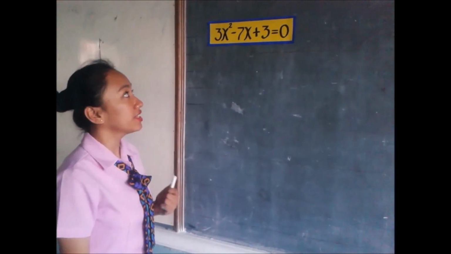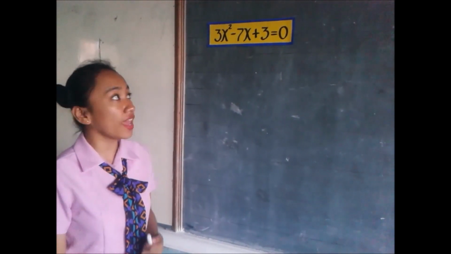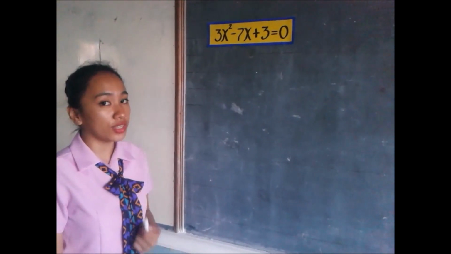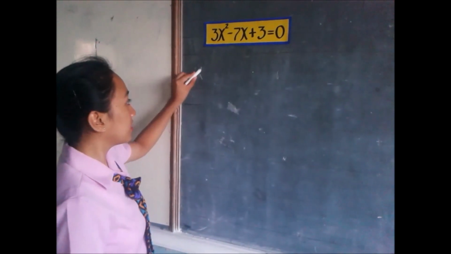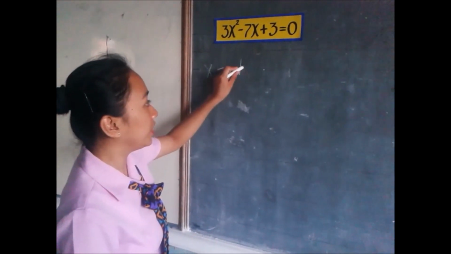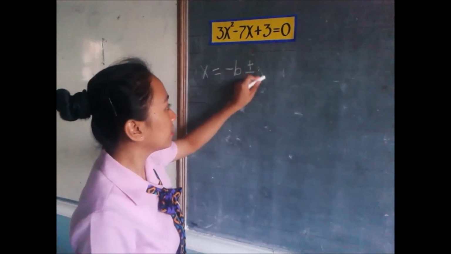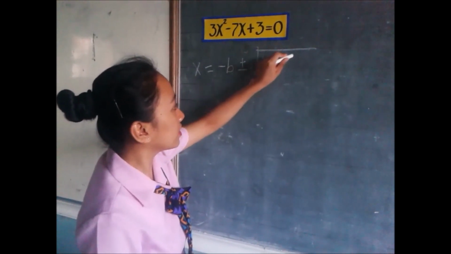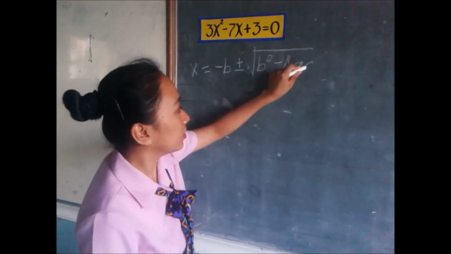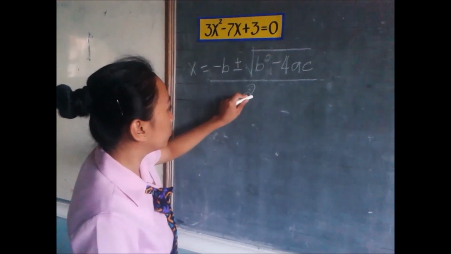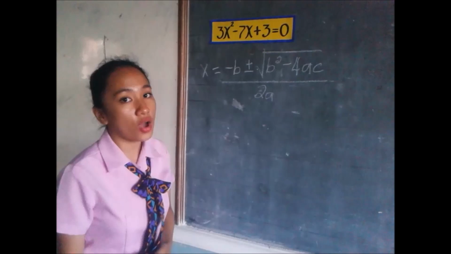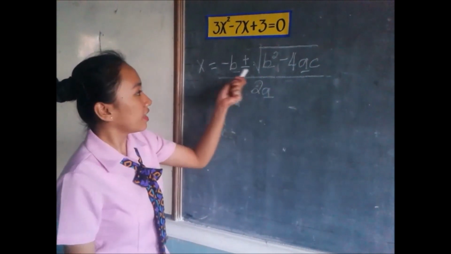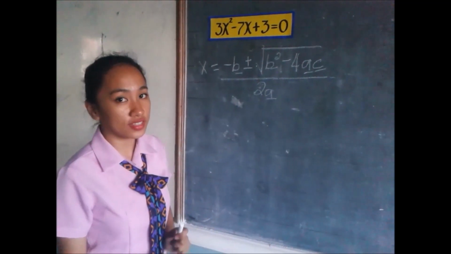Another equation is 3x squared minus 7x plus 3 is equal to 0. Since the formula for the quadratic equation is x is equal to negative b plus minus square root of b squared minus 4ac all over 2a, let us now get the values of a, b, and c, which is the constant.